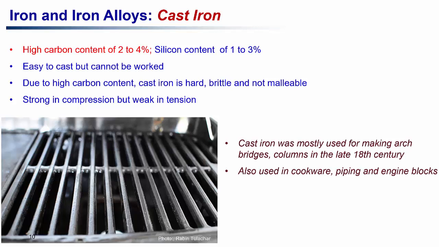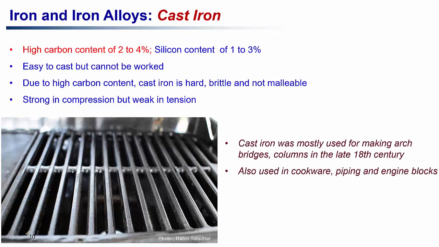With this high carbon content, cast iron is easy to cast but cannot be worked. Again, due to the high carbon content, cast iron is very hard, brittle, and not malleable. In the late 18th century, cast iron was used in construction of bridges and buildings. It is very strong in compression, but it is weak in tension. Hence, cast iron is mostly used for making arches and columns where we don't have any tensile stresses.